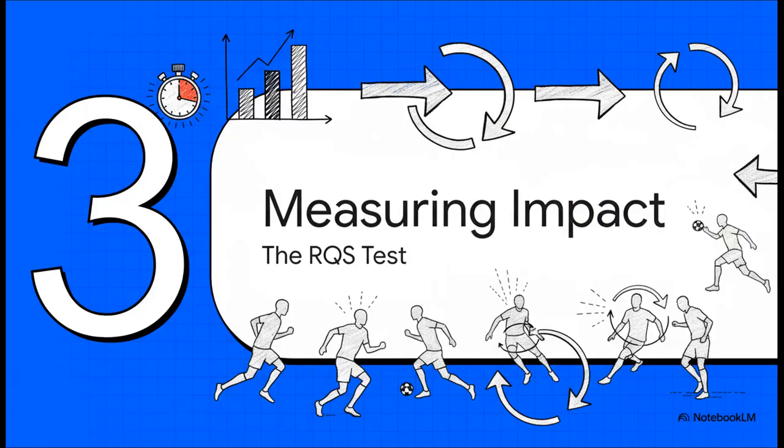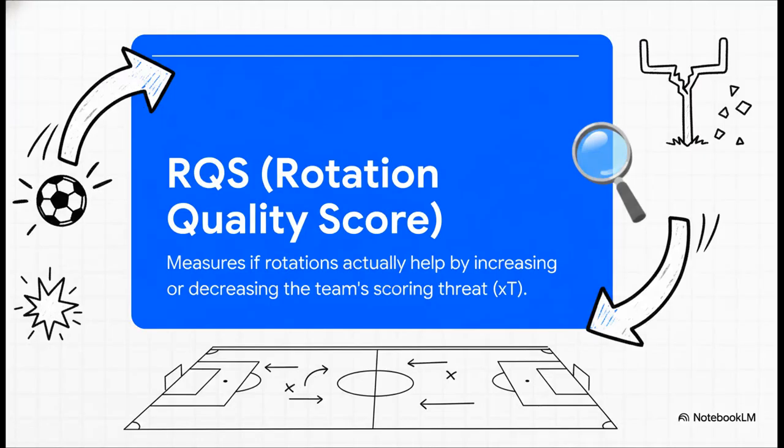Okay, so a high RTD score tells us a team's movements are well rehearsed. But here's the million-dollar question, right? Does all that structure actually lead to better results? Does it actually work? Well, that's our second big clue. And for this, we have another key metric. This one's called the Rotation Quality Score, or RQS. And this metric cuts right to the chase. It asks a simple question: after a rotation, does the team become more dangerous or less dangerous? It actually measures the change in scoring threat right after the movement happens.